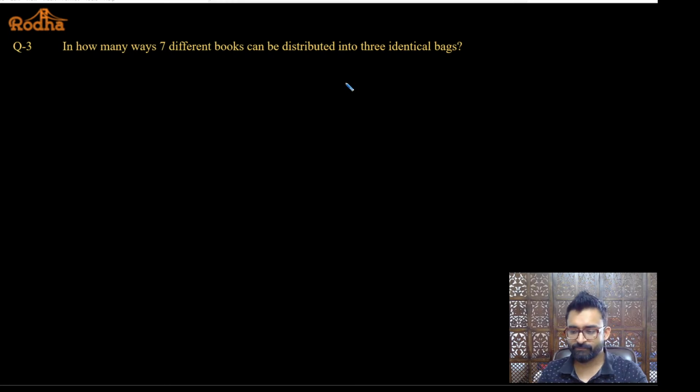n plus r minus 1 will not work here. Why would n plus r minus 1 work? The items we are distributing are not identical. There are 7 different items and I am distributing 3 identical boxes. Not possible. Distributing 7 different items into 3 identical boxes is not possible.